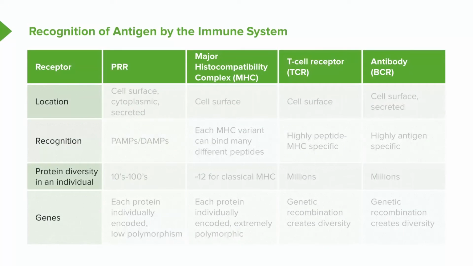Let us look at lymphocyte development, the way that lymphocytes develop in the body. The recognition of antigen by the immune system occurs using 4 different types of molecule. The pattern recognition receptors, which are present on cell surfaces, inside cells, and secreted or released from cells, recognize pathogen-associated molecular patterns and damage-associated molecular patterns.